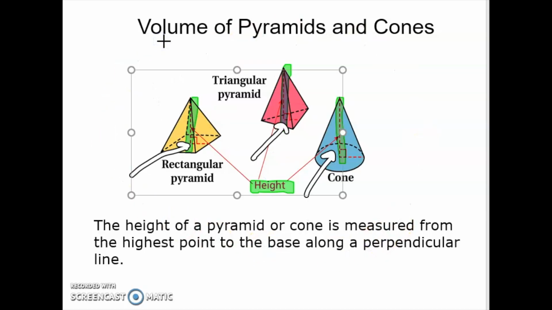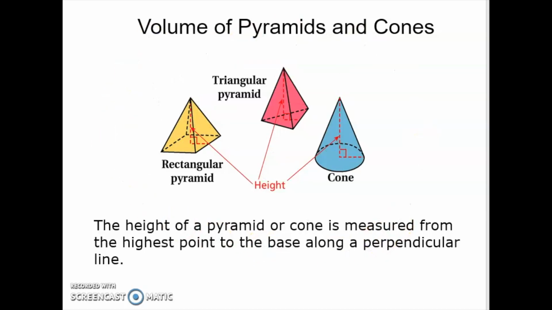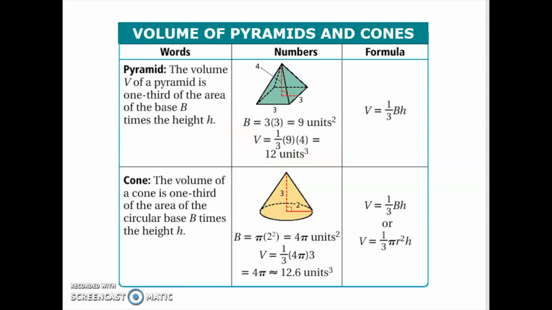Our volume formula is going to be very similar to that of our prism. We start by finding the area of the base, and we multiply that by the height. Half of the formula is identical to that of the prism, but then we have this little 1/3. This is where it gets a little bit tricky, in that the amount that a pyramid can hold is 1/3 the amount of a prism.